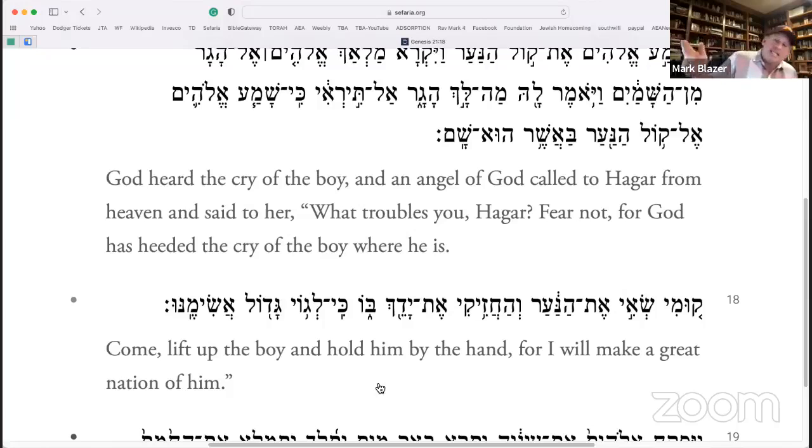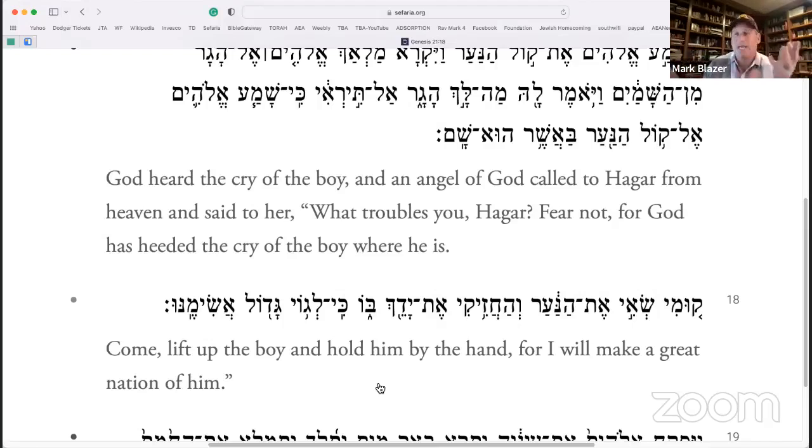And still God says to Hagar, and by implication to the son too, to Ishmael, God is with the boy where he is. He's not where Isaac is. He's not going to have the same kind of life. He's not going to be the ancestor of the Israelites.